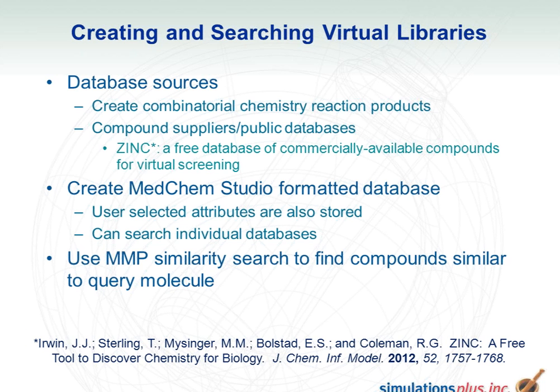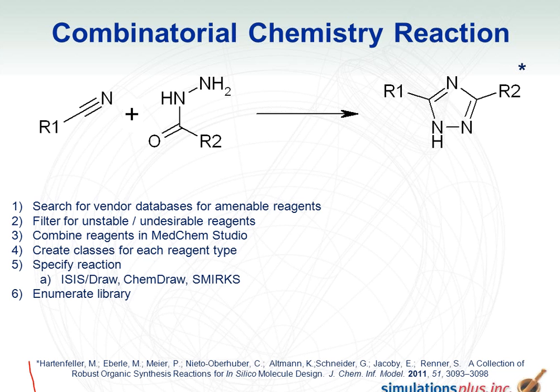There was a nice paper published in 2011 in which, in the supplemental information, they show about 50 combinatorial chemistry reactions that are very robust for combinatorial synthesis. They also included the SMARTS string to search for the reagent classes, and then the SMIRKS string that will transform the reactants into the product. So this is a nice paper to get, along with the supplemental data, and then encode these libraries within MedChem Studio.